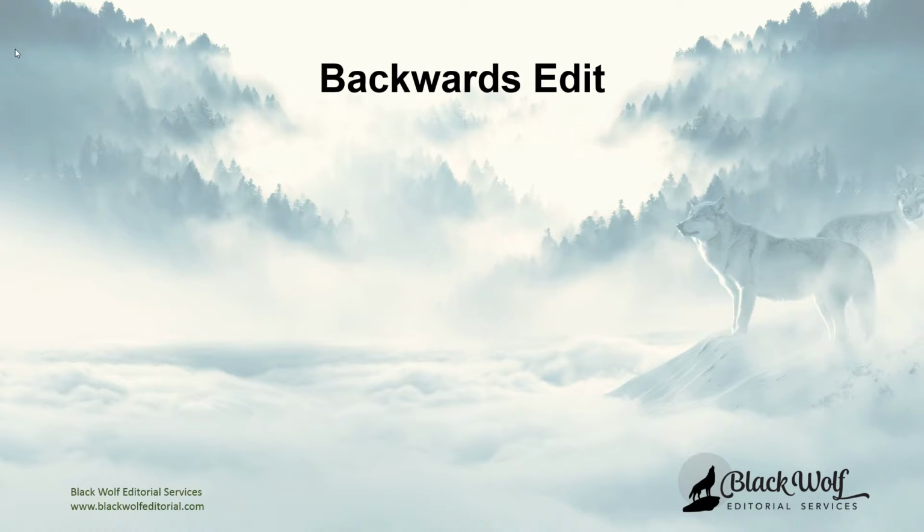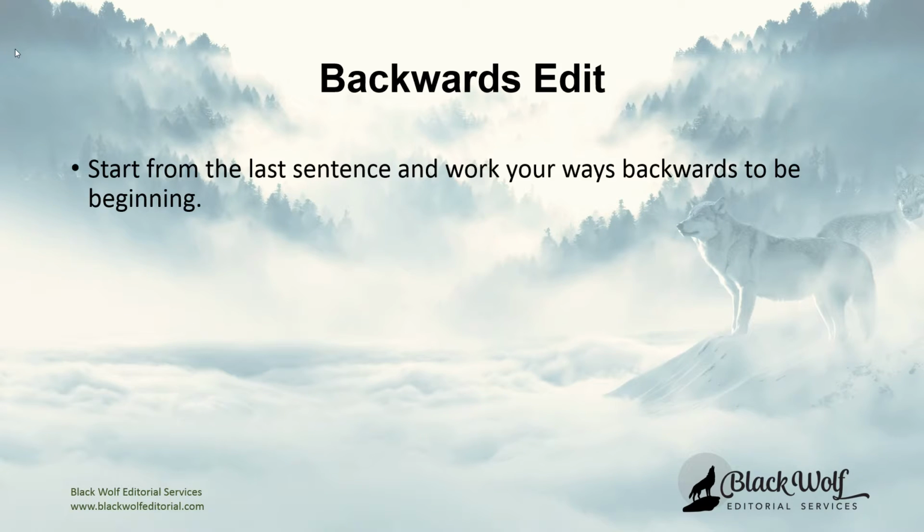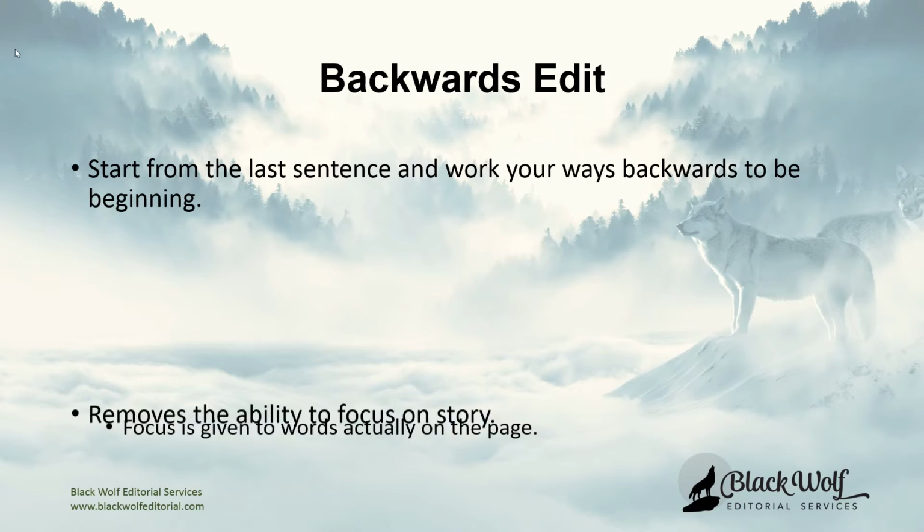The first of these techniques is what I call the backwards edit. Okay, I can almost guarantee there's somebody out there going, what is the backwards edit? Because that sounds really weird. And it is. Basically, what you're doing is you're starting from the last sentence and working your way backwards through your manuscript back to the beginning. So you start very last from the end and go backwards to the beginning. It is very hard going, but it's an incredibly useful copy editing tool.